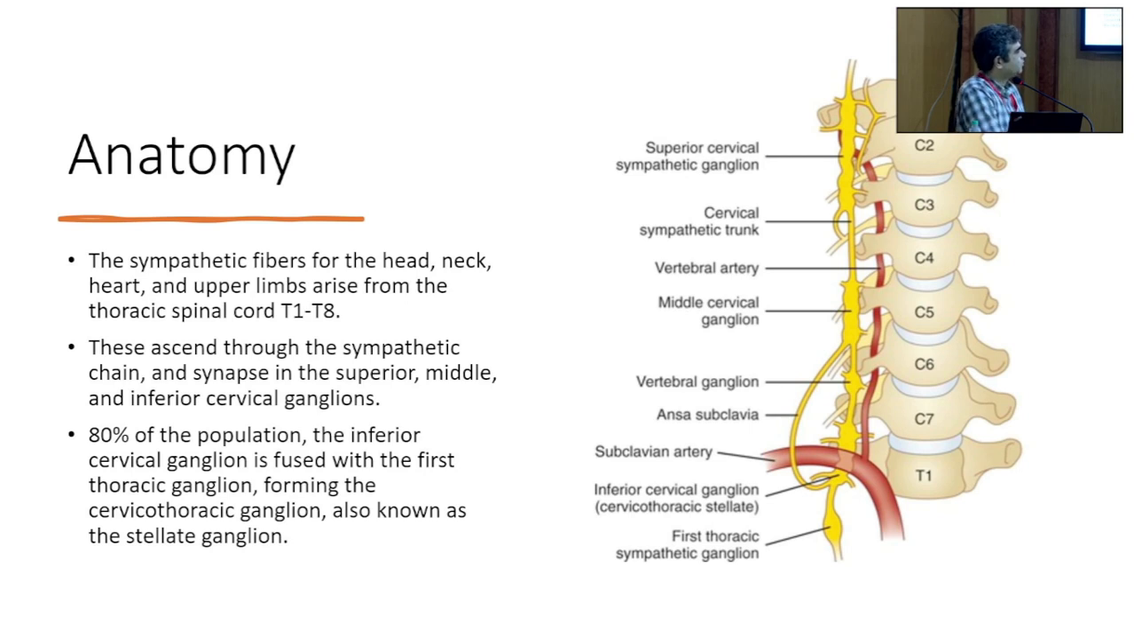So the sympathetic fibers for the head, neck, heart and upper limb arise from the thoracic spinal cord T1 to T8. These ascend through the sympathetic chain and synapse in the superior, middle and inferior cervical ganglion, as you can see here. In 80% of the population, the inferior cervical ganglion is fused with the first thoracic ganglion, forming the cervicothoracic ganglion or the stellate ganglion. Nearby is the vertebral artery, which goes anterior to the C7 tubercle, but goes in the transverse foramen from C6 upwards.